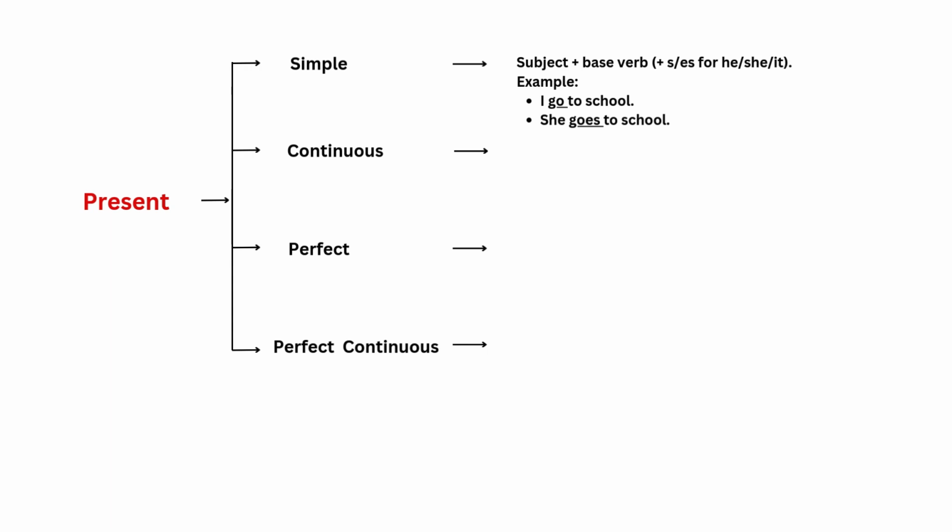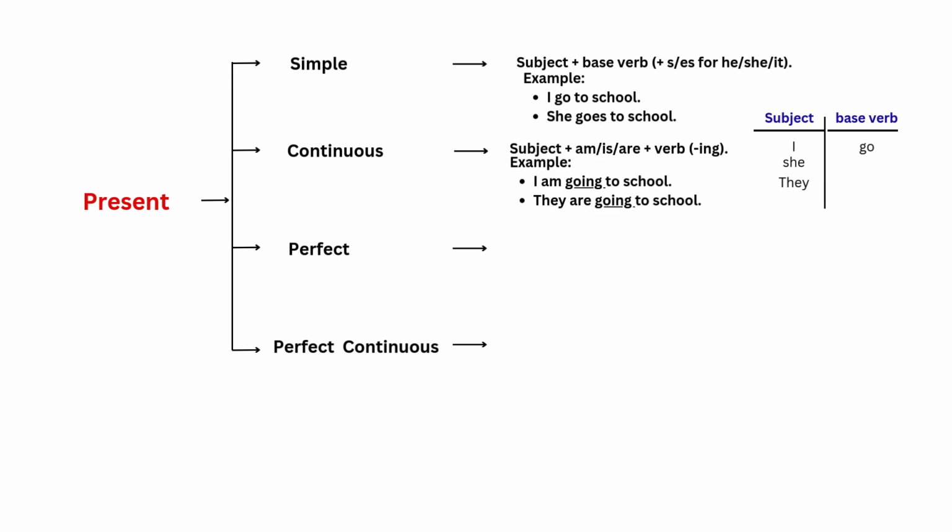Going to school. To school is the object, telling us where the subject is going. Next example, she goes to school. Here, she is the subject. Goes is the verb. In the simple present tense, since the subject is she, third person singular, we add es to the verb go. To school is the object, telling us where the subject is going.